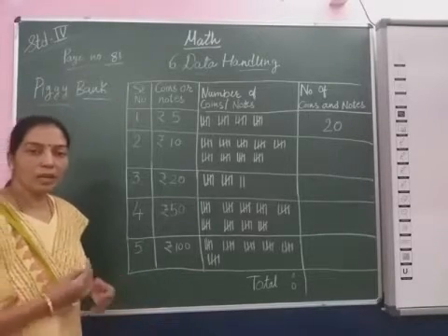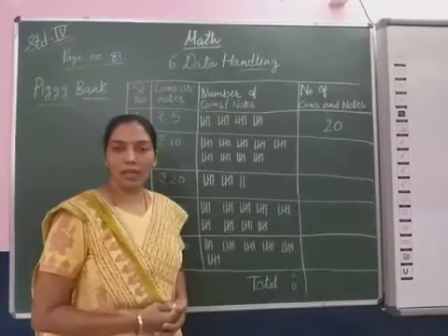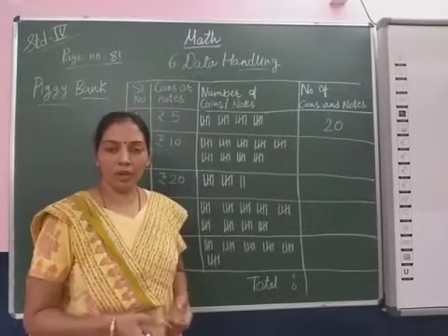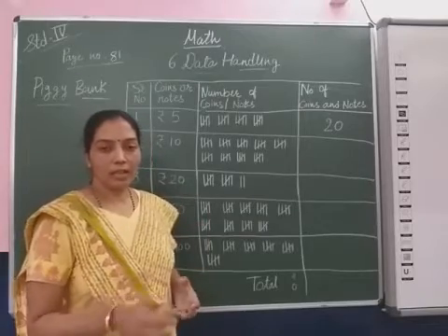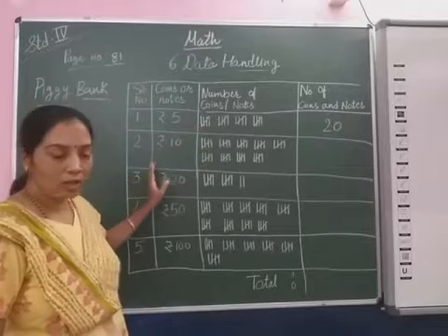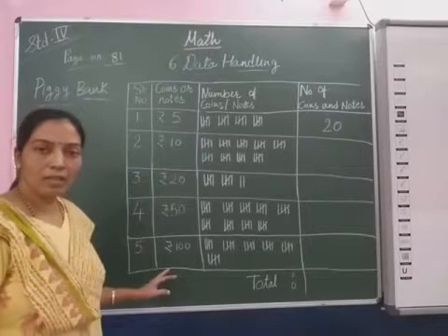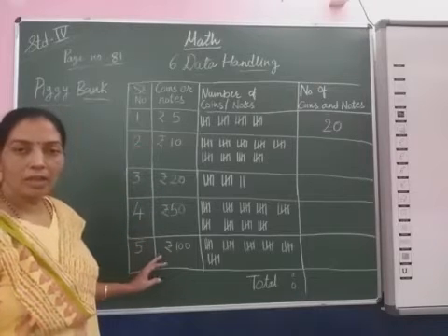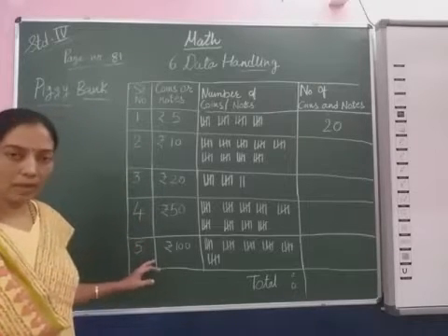So how did he make this tally mark? Whatever coin he found, he took that coin and in front of that he put one observation. So this way this is his tally mark data, of whatever money he counted in his piggy bank.